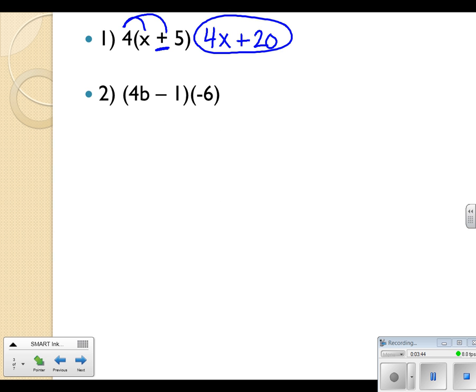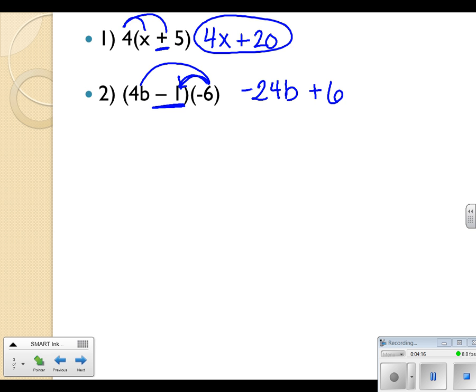Here in the distribution, I'm distributing the negative 6. Negative 6 times 4b is going to give us a negative 24b, using our rules with multiplication that a negative times a positive is a negative. Now in this one, I'm going to look at this as negative 6. Now this 1 right here is really a negative 1 if that minus sign is in front of it. And so negative 6 times negative 1 is really giving us a positive 6.